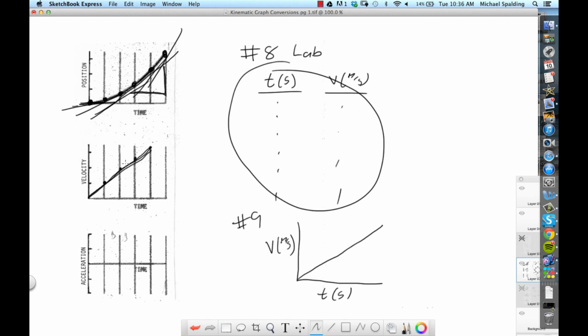Okay? All right. Now, velocity time to acceleration time. What do we notice about the slope here? Is it positive or negative? Positive. Constant or not constant? It's constant. And roughly the slope is 1. So this would be an acceleration time like that. It's a constant positive acceleration.